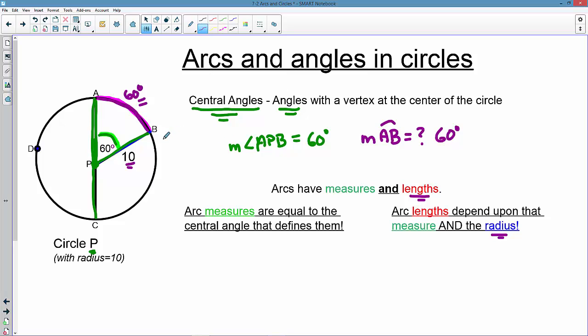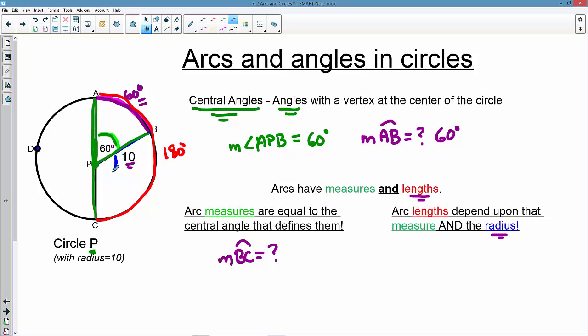Okay? Now, here's the big question: what if somebody said, what is the measure of arc BC? And you're like, well, I don't know. Well, you do know, because you know that this arc, let's use red, this arc from here all the way to here, which includes the purple, that's a semicircle because it got cut by a diameter. It's half a circle. And you know that that is 180 degrees. All semicircles are 180 degrees.